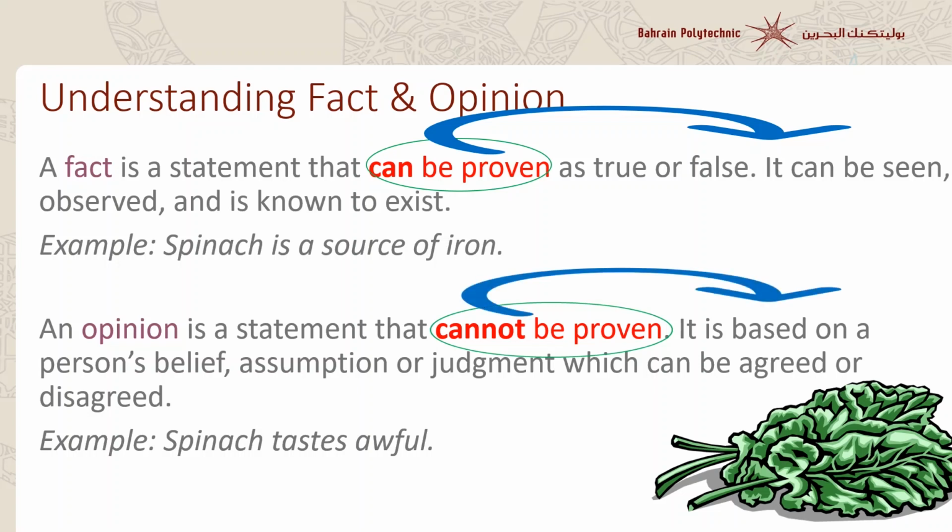On the other hand, an opinion is a statement that cannot be proven. Why? Because it is based mainly on a person's opinion or belief or assumption or judgment, which you may agree or not with that person. So for example, if I say spinach tastes awful, you may agree with me or you may not agree with me, but that is something that you cannot prove because that's purely based on how I perceive this particular vegetable to be in terms of its taste.